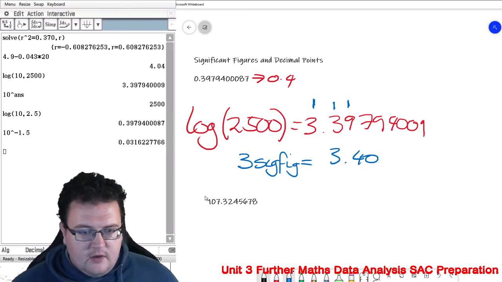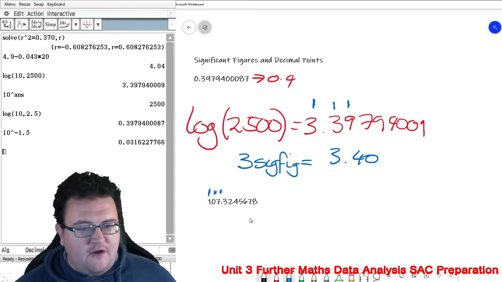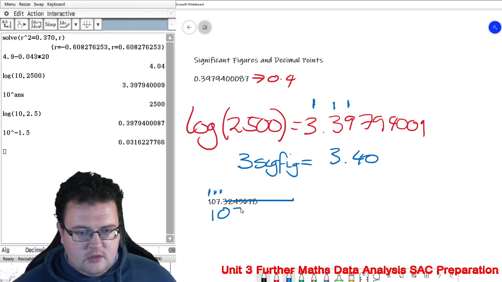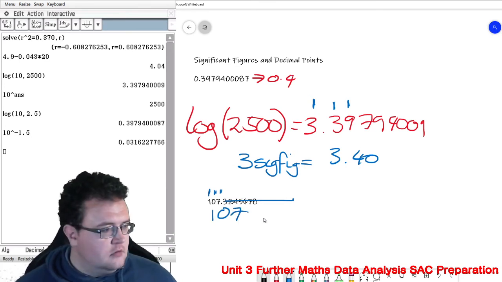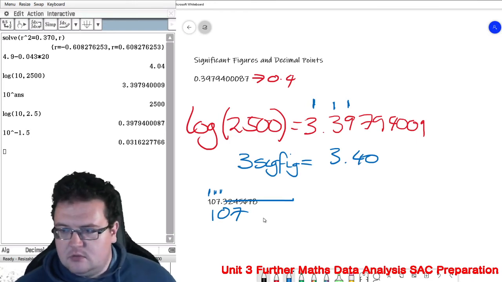Cool. First number, second number, third number. The last number, the next number after it is less than 5, therefore goes away. It's 107. Because I'm only writing 3 numbers now.